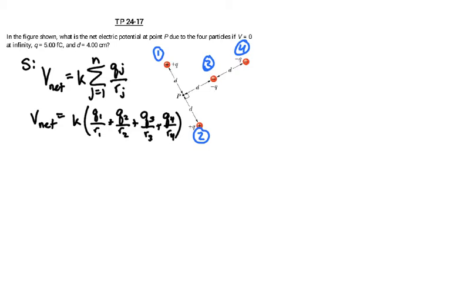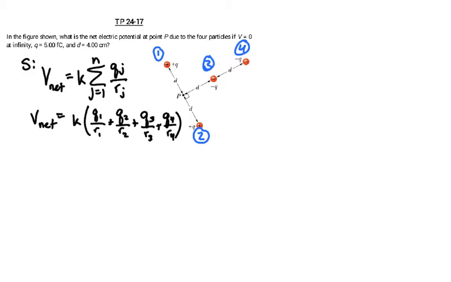Now we have 4 particles in our system, and we start with particle 1, and they all share Coulomb's constant in common, so I have that outside. And so it's Coulomb's constant times the quantity of the sum, Q1 over R1 plus Q2 over R2, so on and so forth, until we get to N is equal to 4.